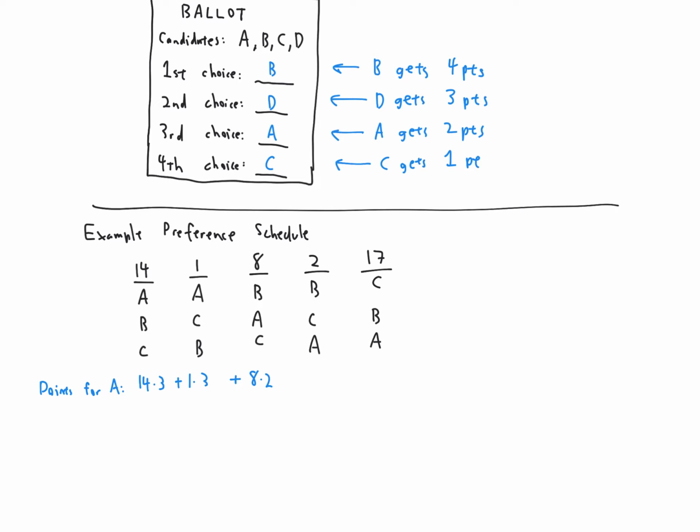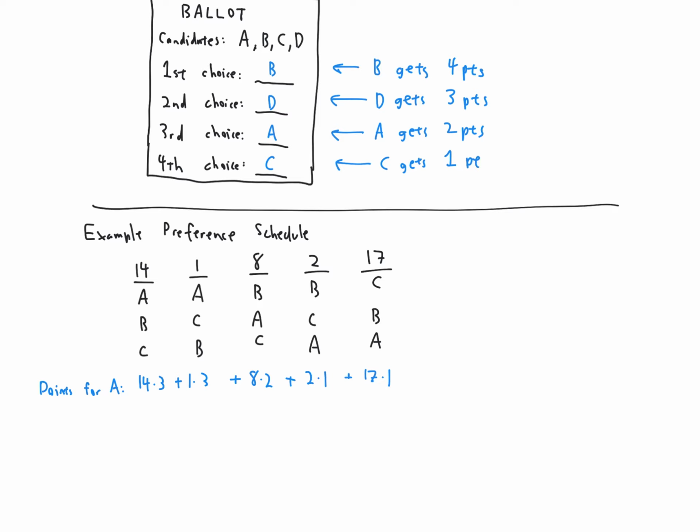8 voters voted that way, so candidate A gets 8 times 2 points awarded to them. In the next column, voters rank the candidates BCA. A is last, so for each such ballot, A gets just 1 point. Same thing for the last column. And then we just add them all up.